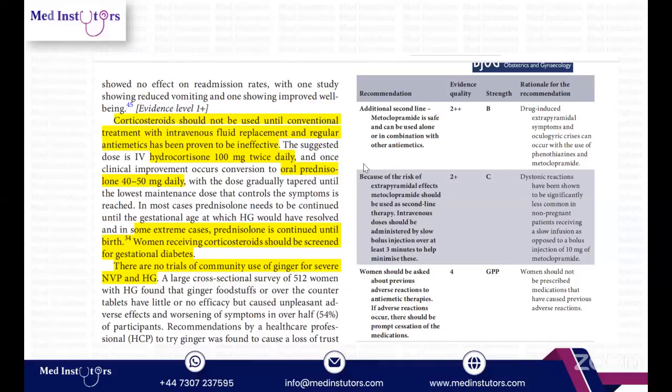Then there is a discussion about the problems of the medication. Here, why is metoclopramide second line? Due to the extrapyramidal symptoms. Why do extrapyramidal symptoms occur, and how do we minimize them? These are the dystonic reactions, and we have to minimize them by slow infusion, at least over 3 minutes with the help of a pump. Then the woman should be asked about previous adverse reactions. We have discussed this previously.